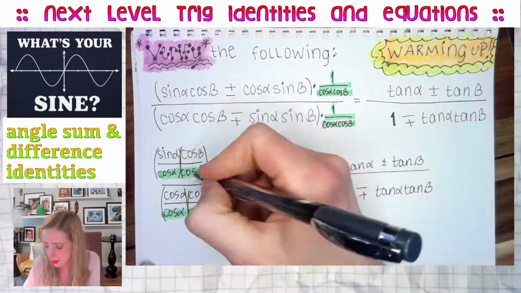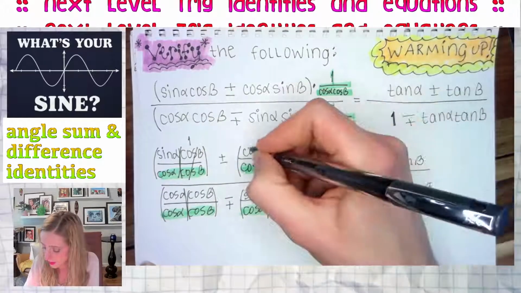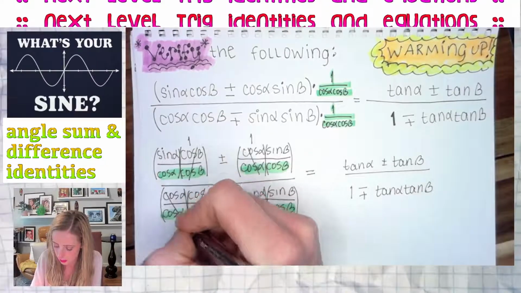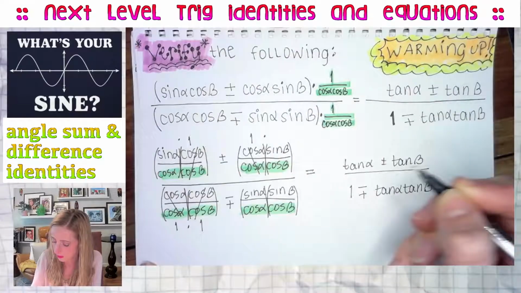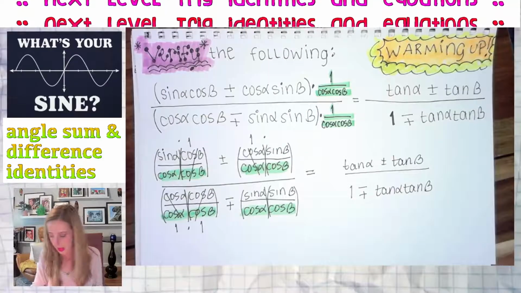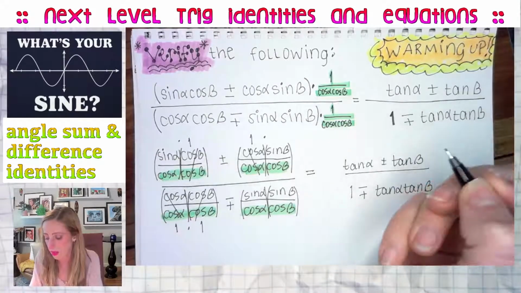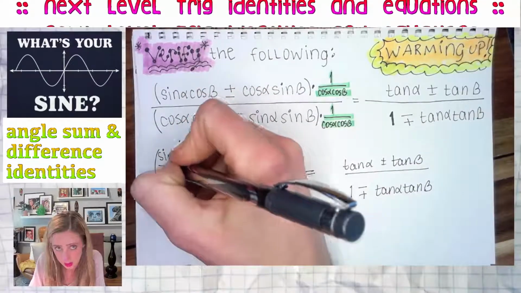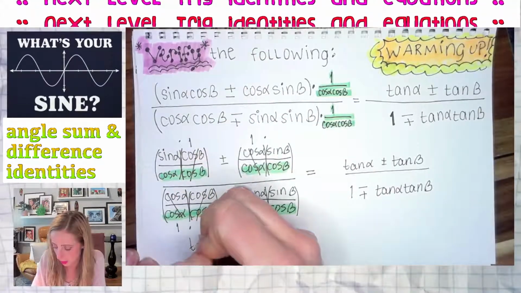So with that in mind, cosine beta over cosine beta simplifies to 1. Same with cosine alpha over cosine alpha, it became a 1. Here and here as well, 1 and 1. These are all being multiplied, and that's it with the 1s. Now, sine alpha over cosine alpha, sine over cosine, will become tangent of alpha. And tangent alpha times 1 is just tangent alpha.